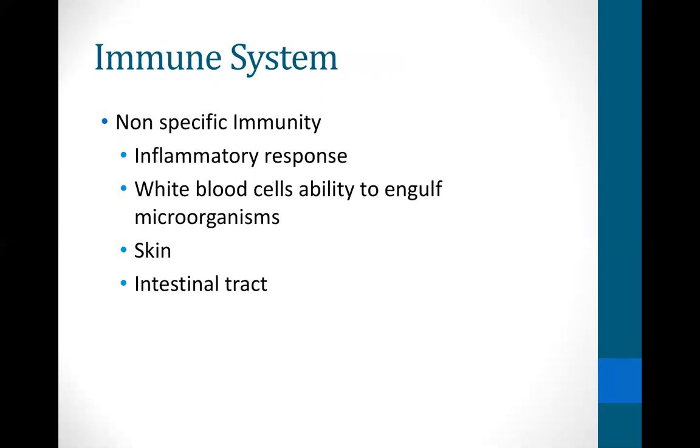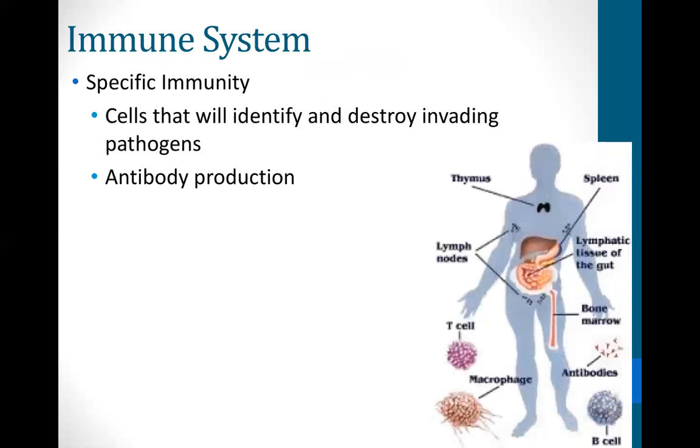Sorry, I went too fast there. Specific immunity is immunity that we can develop. So if our non-specific immune defenses are unable to block a microorganism's entry into the blood, our immune system will try to identify and destroy that invader when it hits our blood.